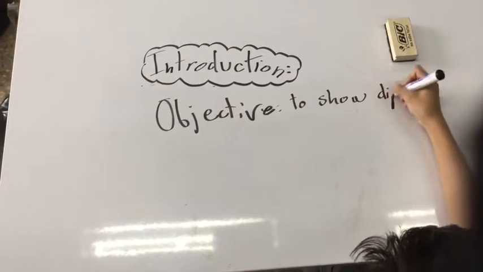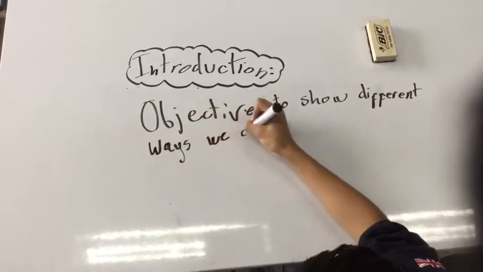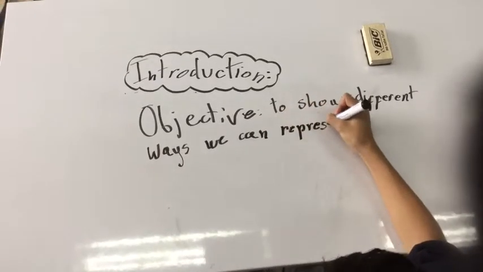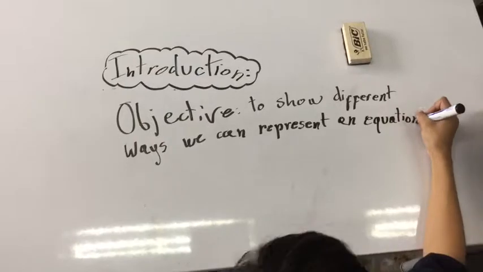So our objective is to show the different ways we can represent this problem and this equation by different images or graphs.